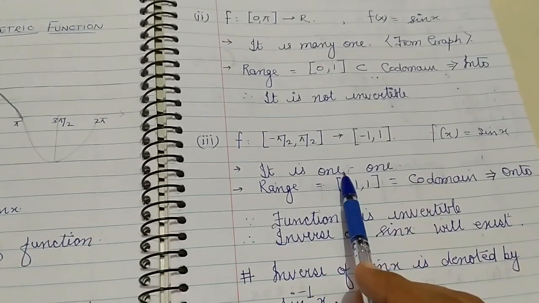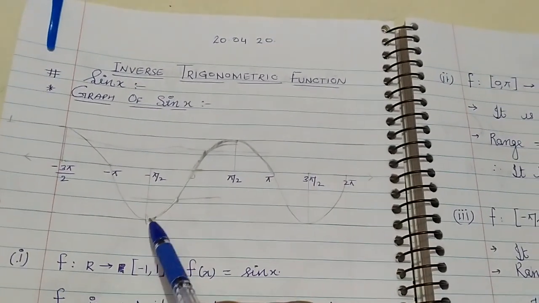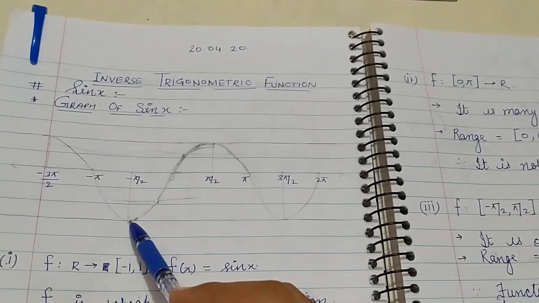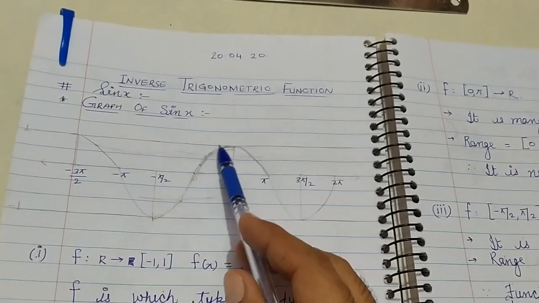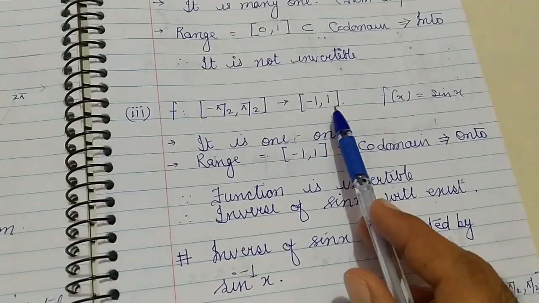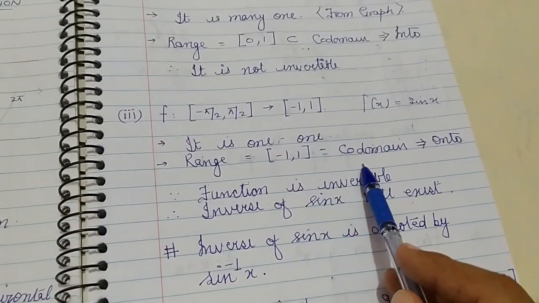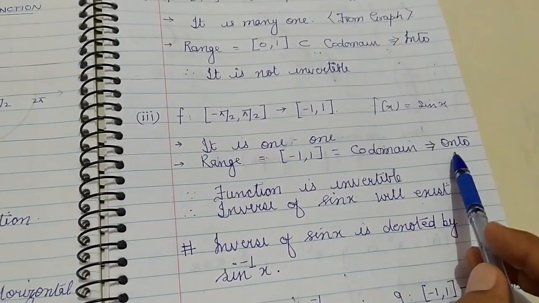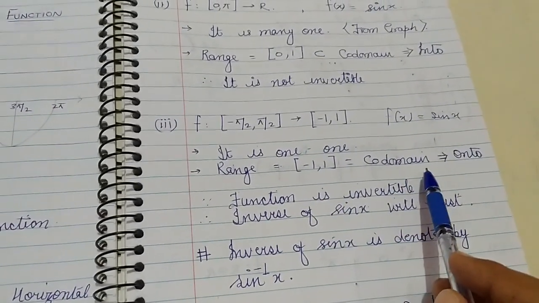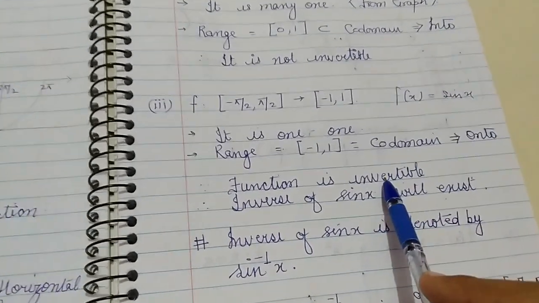Now what about the range? Again move to the curve, and in this portion the minimum value of y is minus 1 and the maximum value is plus 1. That means y attains the values from minus 1 to plus 1. Therefore the range is minus 1 to 1 and the given codomain is also minus 1 to 1. That's why range equals codomain, which implies that the given function is onto. Since the function is 1-1 and onto, it is a bijective function. Therefore we can say that the given function is invertible.